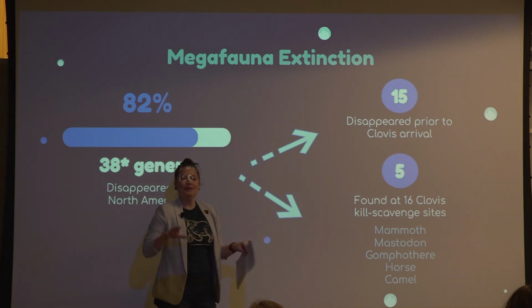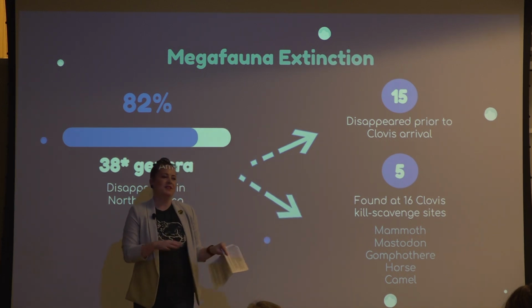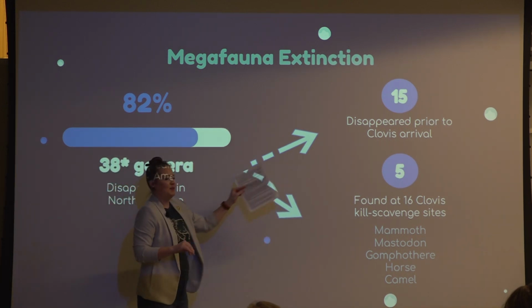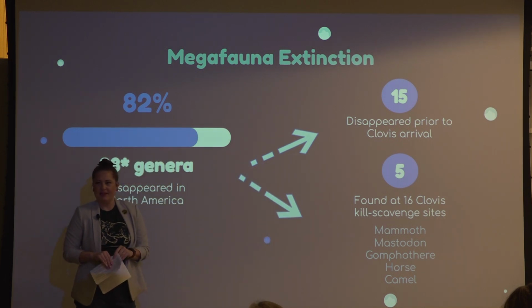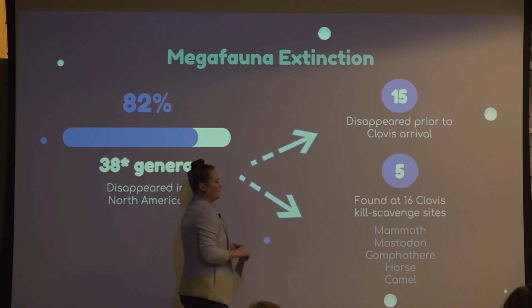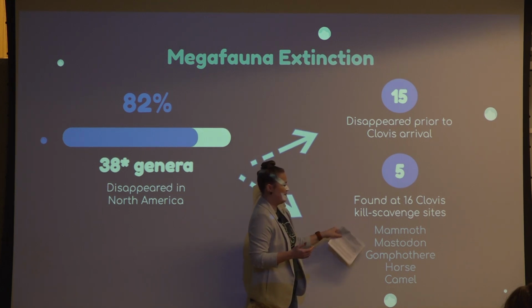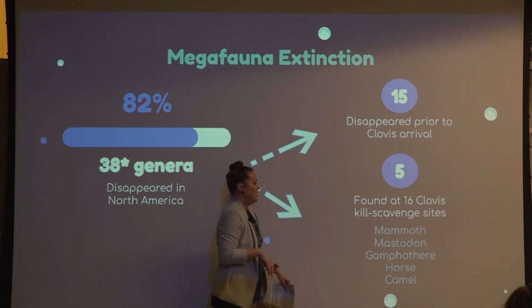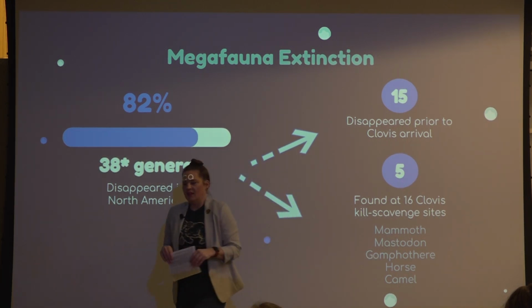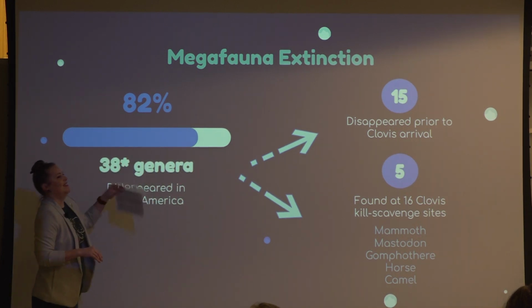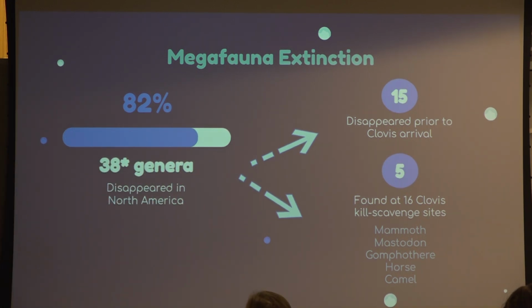We have 16 Clovis kill sites, either kill or scavenge sites. And there's only 5 species that we know that they actually killed and/or scavenged. And that's mammoths, mastodons, gomphotheres, which I didn't mention, horses, and camels. So there's a lot of other things that I showed you that went extinct during this time than things that Clovis ate. So again, it's kind of pushing back against this overkill hypothesis.